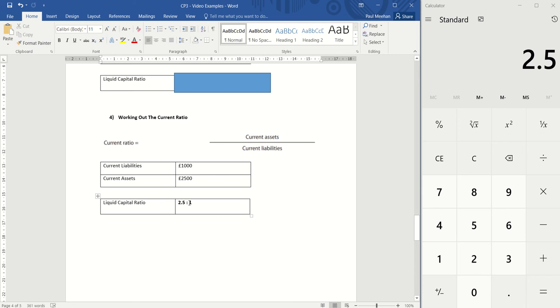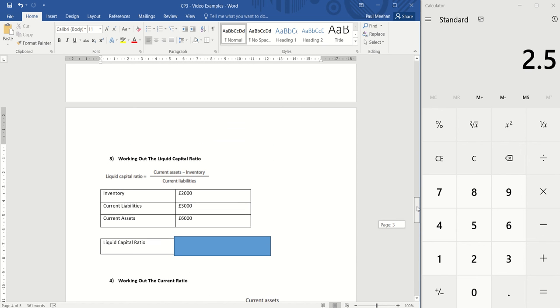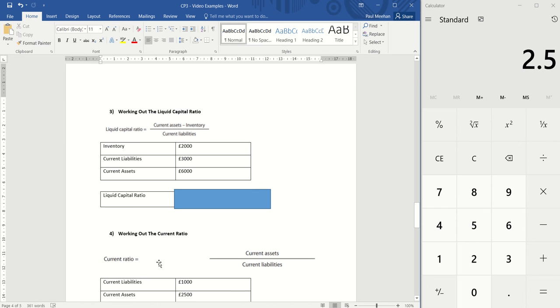Or you could say it the other way around. For every pound of current liabilities we owe, we have £2.50 of current assets. So we're quite confident we can pay our debts off with that, because we've got more than twice as much for every pound we owe. That's what current assets divided by current liabilities is. It's the current ratio. Now, the second one out of these two liquidity ratios is the liquid capital ratio.